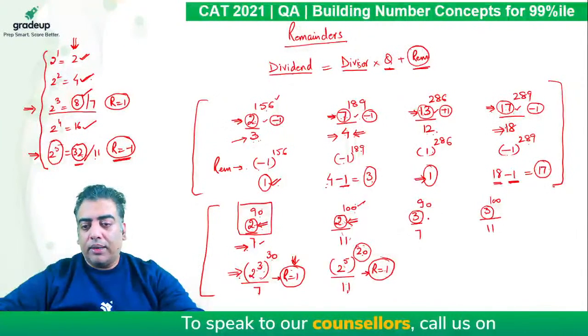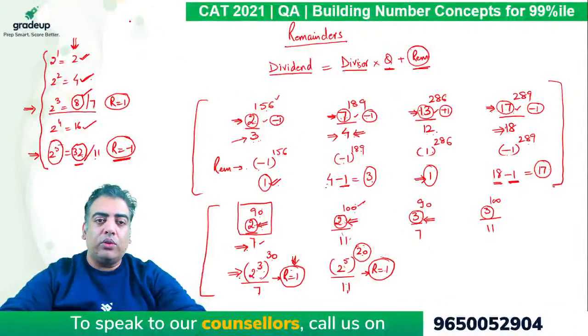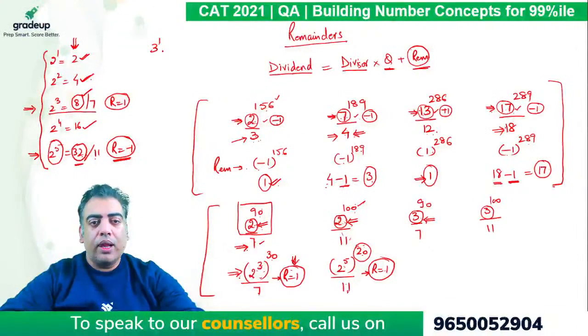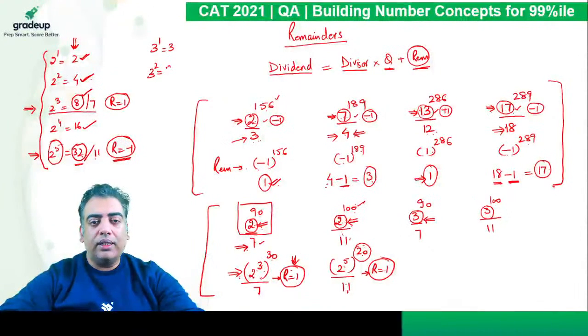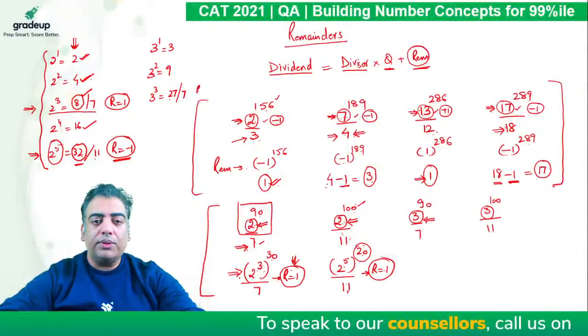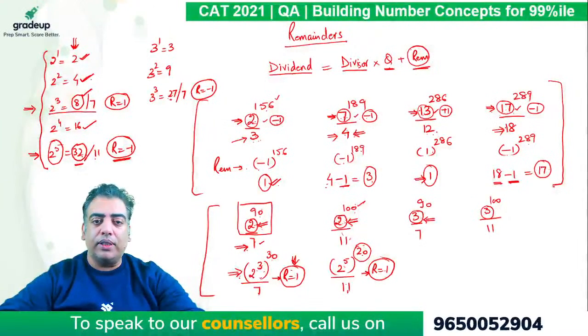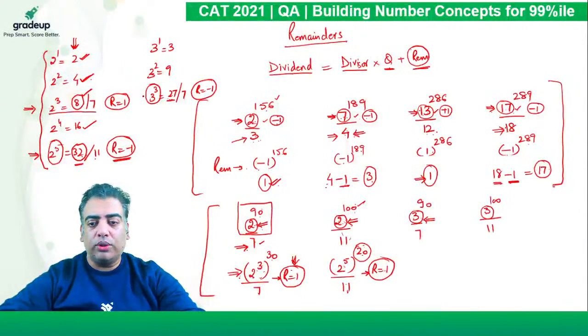Now in the third example, we have 3 raised to power 90 divided by 7. Again, we need to observe powers of 3. 3 raised to power 1 is 3, 3 square is 9, 3 cube is 27. Now 27 when divided by 7 gives me a remainder of -1, because 28 is a multiple of 7. It is 1 less than 28, hence the remainder is -1. Which means now my objective is to raise the power of 3 to 3.